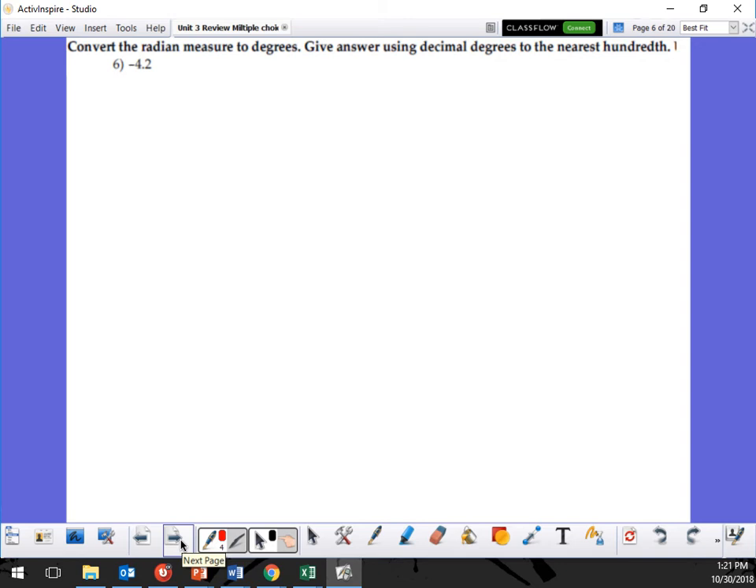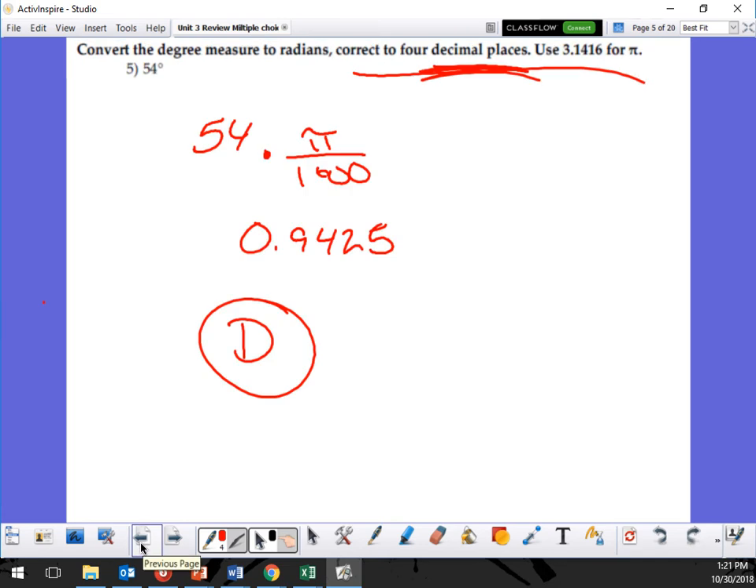Convert radian measure to degrees. Give your answer using decimal degrees to the nearest hundredth. This says use 3.1416. Yeah, he was close, right? The other ones aren't even closer. Okay, if you look at it, I got -2. No, I got C, that's wrong. I know it is. You got C? I'm just making sure.